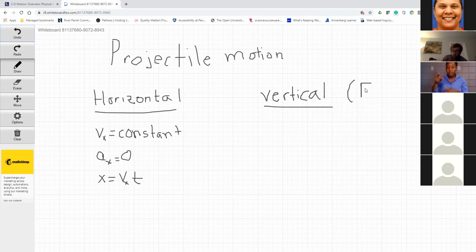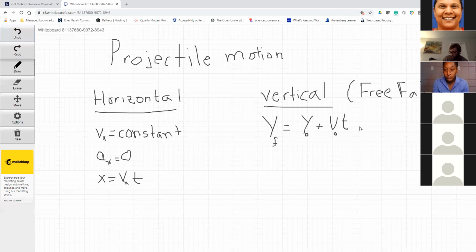Remember, it is in free fall. Okay. And we know what the free fall equations look like. They are what? Y final equals Y initial plus V initial t, minus 1/2 g t squared.